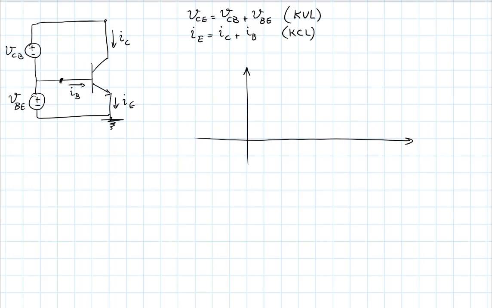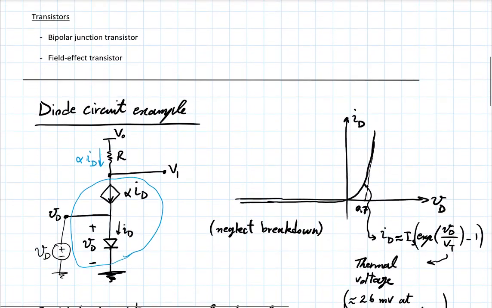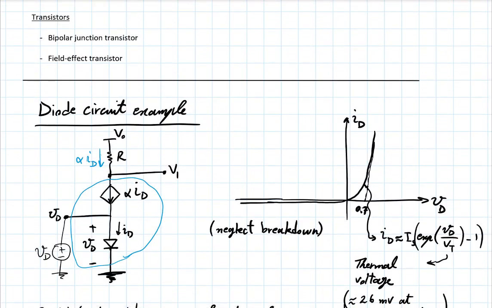Let's first look at IC as a function of VBE. What does that look like? The current in the collector as a function of the voltage applied between base and emitter. Let's scroll up. It's that. This alpha ID, which is alpha times this curve. It's that exponential.